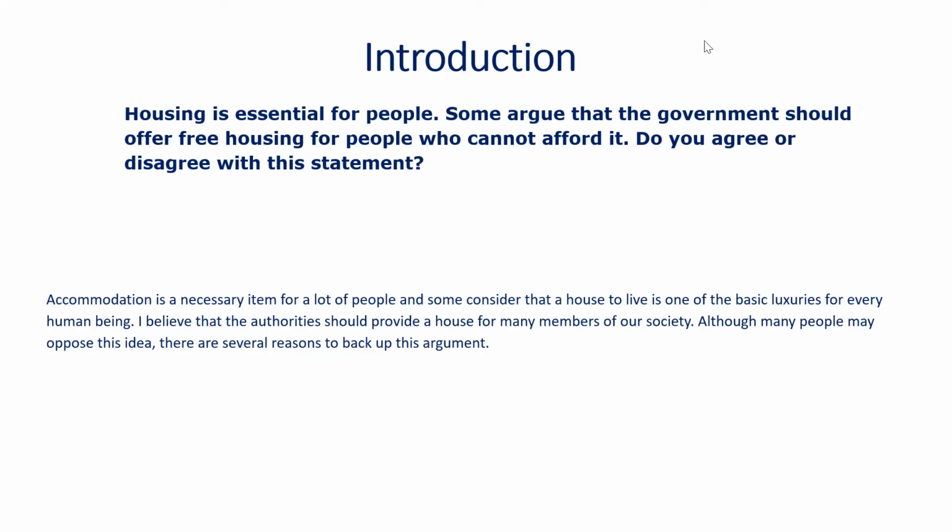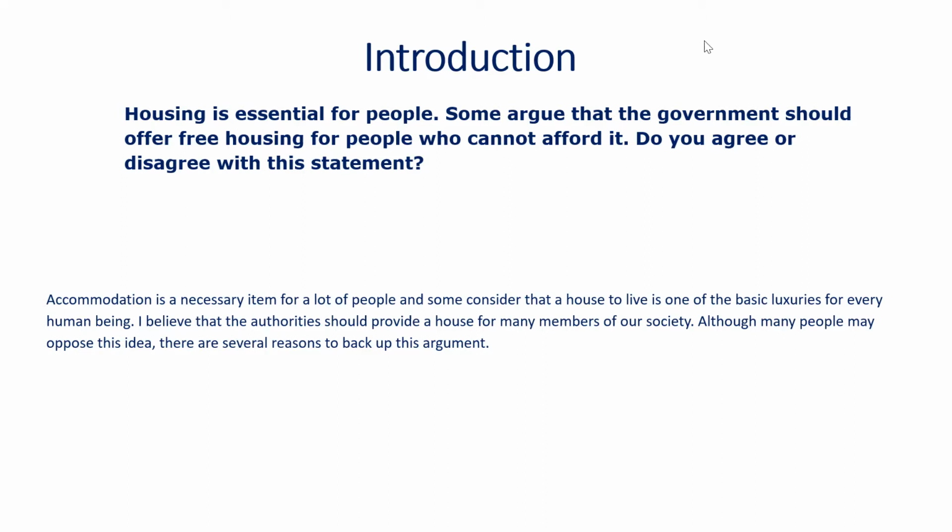Let's see what my first student wrote. So she wrote, accommodation is a necessary item for a lot of people, and some consider that a house to live is one of the basic luxuries for every human being. I believe that the authorities should provide a house for many members of our society. Although many people may oppose this idea, there are several reasons to back up this argument. Take a look at this introduction and make your own decision. Is this band score 5, band score 6, or higher?